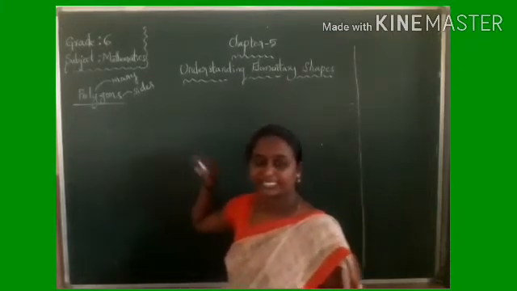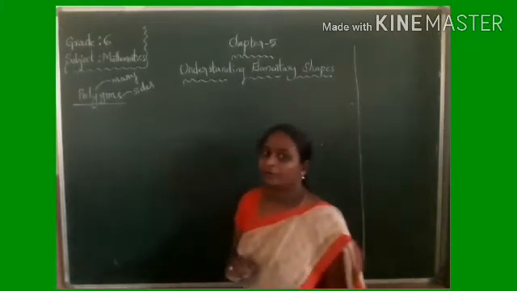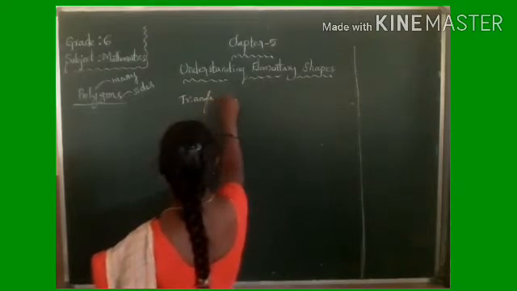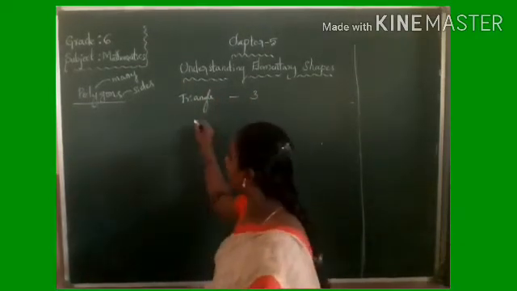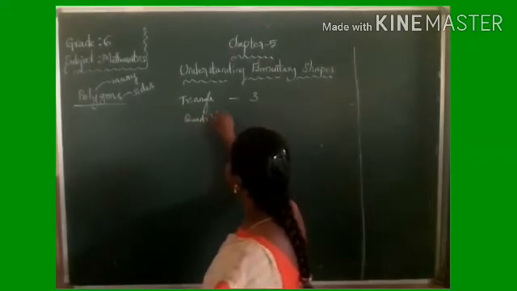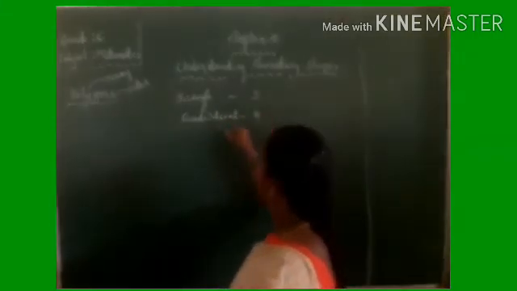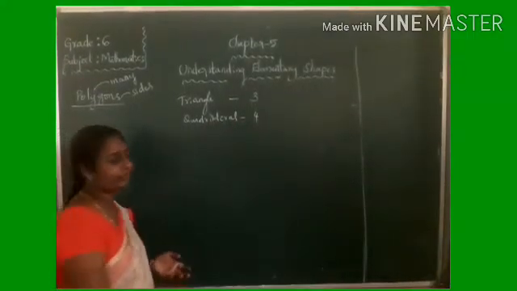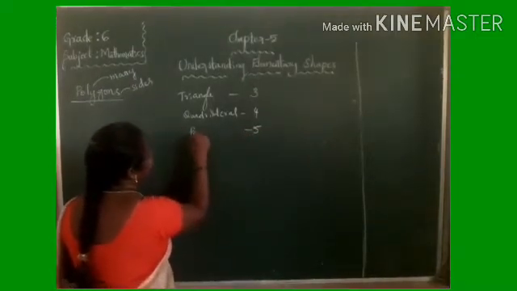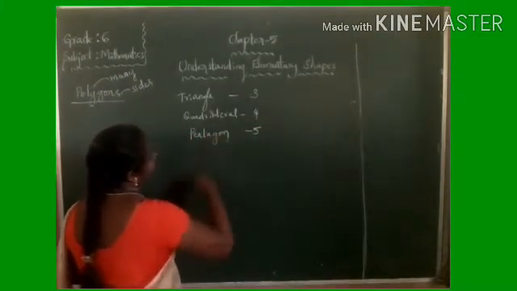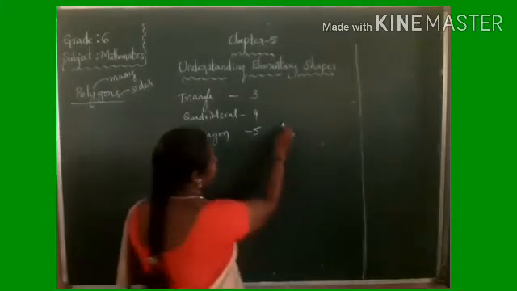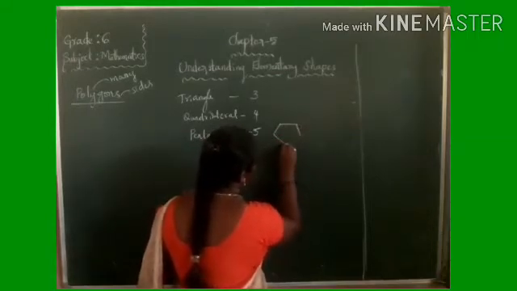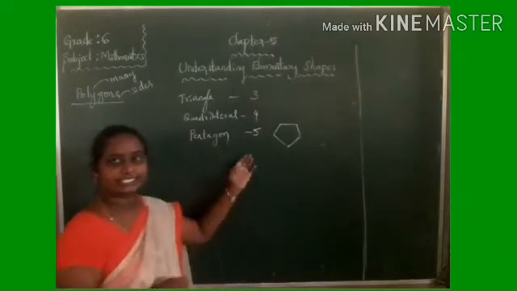So up to now you have seen two types of polygons. What is that? Yes, triangle. So the triangle contains how many sides? Three sides. And quadrilateral has how many sides? Four sides. Okay, if any figure contains five sides, what do we call it? Yes, that is a pentagon. So a pentagon has 1, 2, 3, 4, 5. Okay, it is a pentagon.